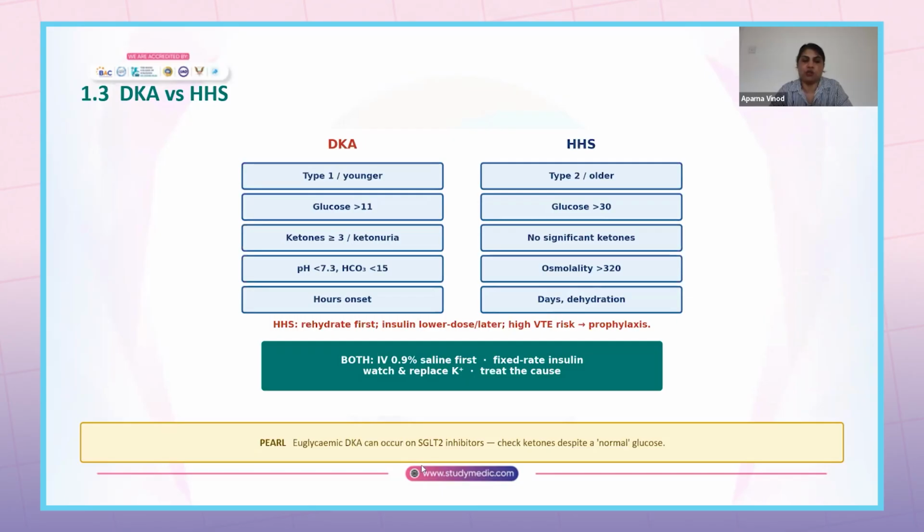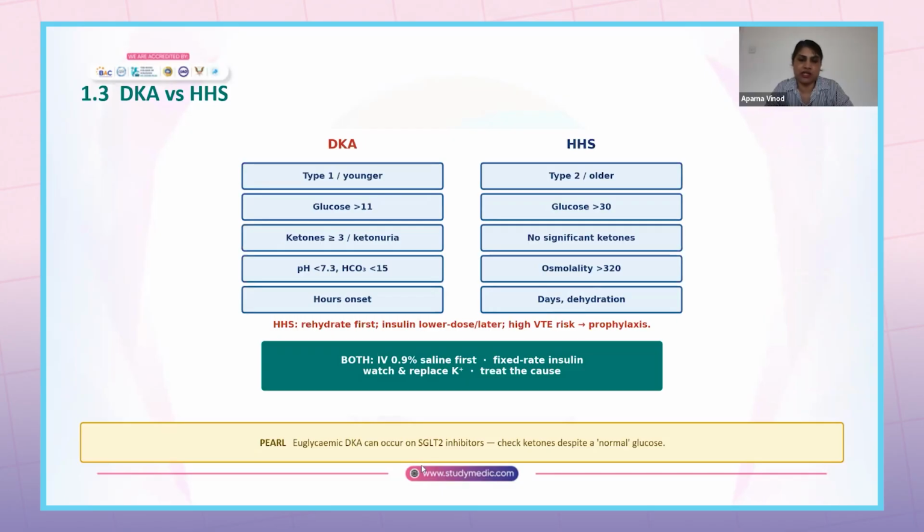In DKA, the pH will be less than 7.3 or the bicarb can be less than 15. So those are the 3 diagnostic criteria you will find in DKA: glucose greater than 11, ketones greater than 3, pH less than 7.3. There can be variation. The pH can be above 7.3, but if bicarb is less than 15, even then you will call it DKA, and it develops within hours. It is very quick, whereas HHS will develop over days, and the patient will present with significant dehydration.